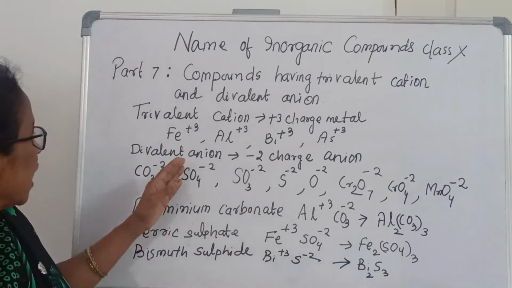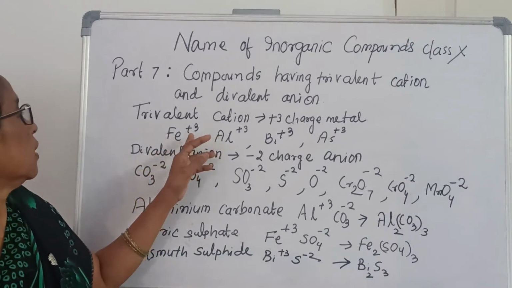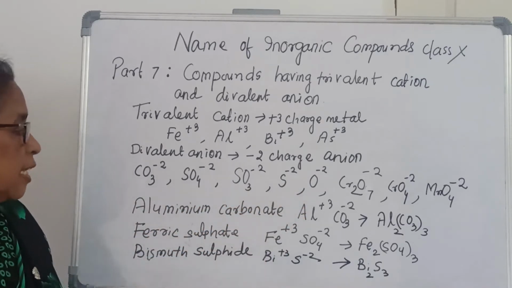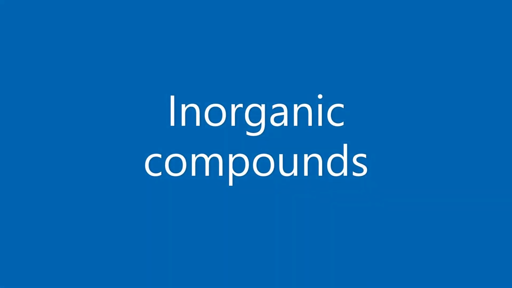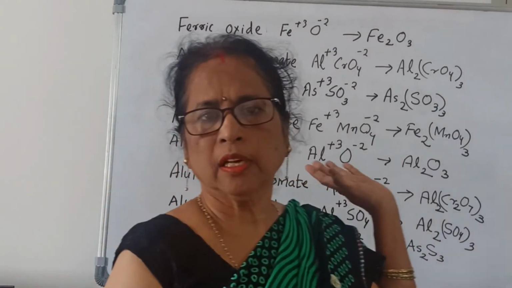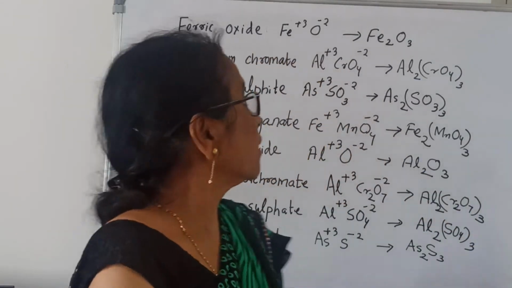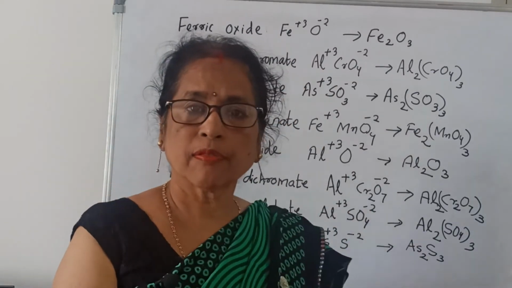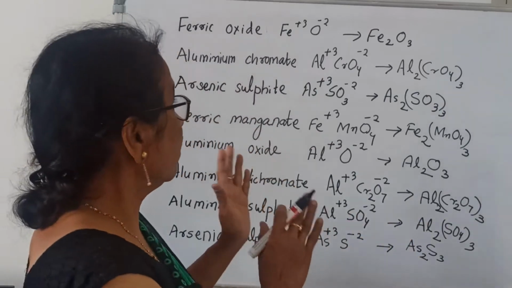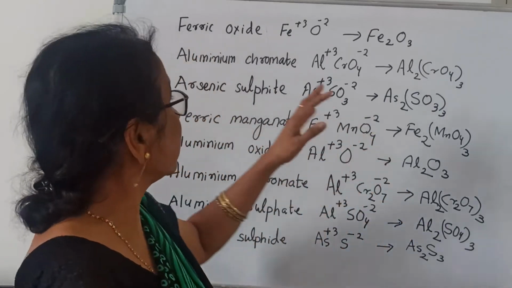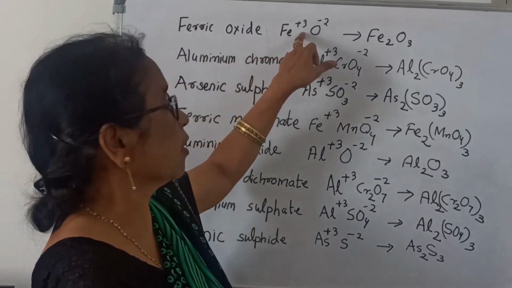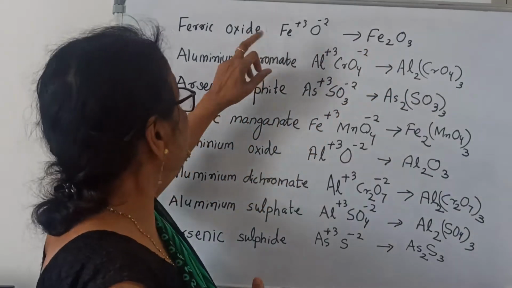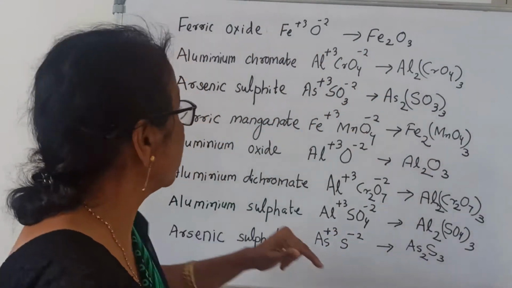Now we will see other examples of trivalent cation with divalent anion. So many examples are there. You observe here other examples of the trivalent cation and divalent anion. These compounds are formed by the combination of trivalent cation and divalent anion. Ferric oxide: Fe plus 3, O minus 2, so the formula becomes Fe2O3. Ferric means Fe plus 3, ferrous means Fe plus 2.